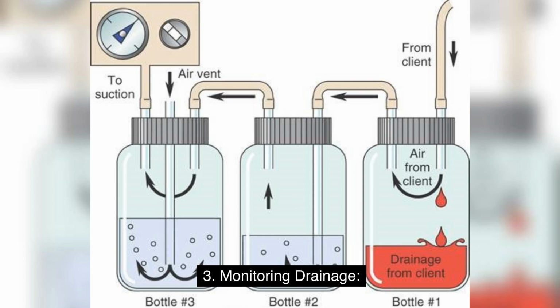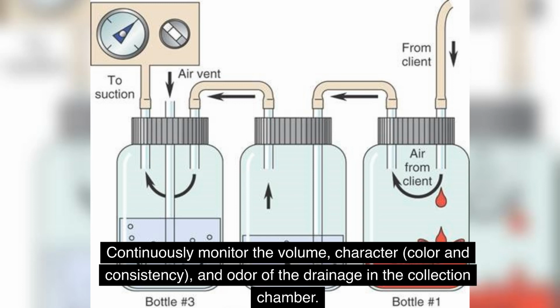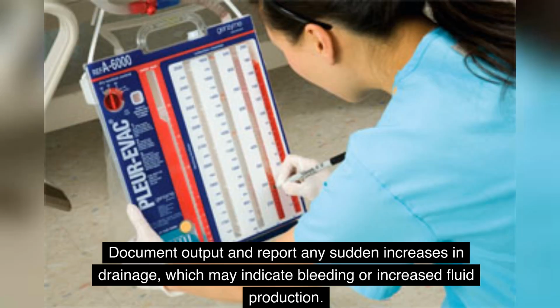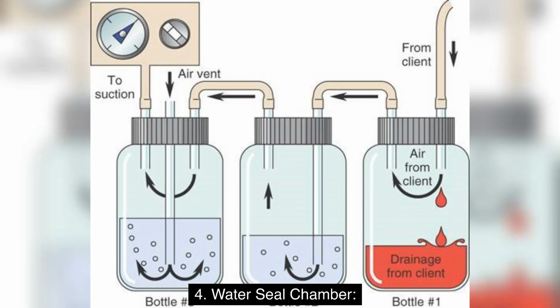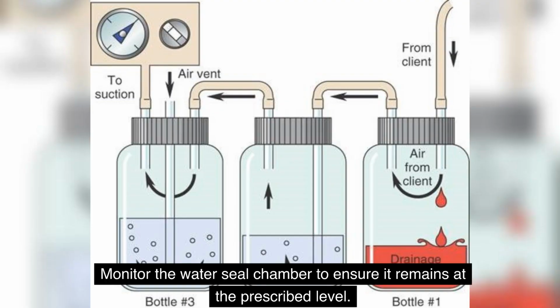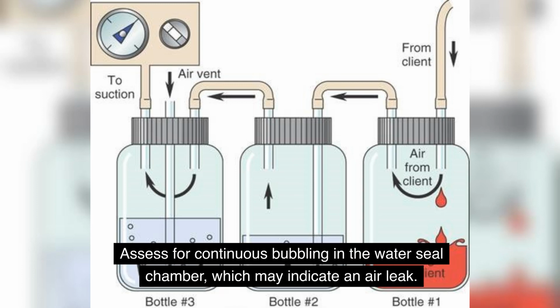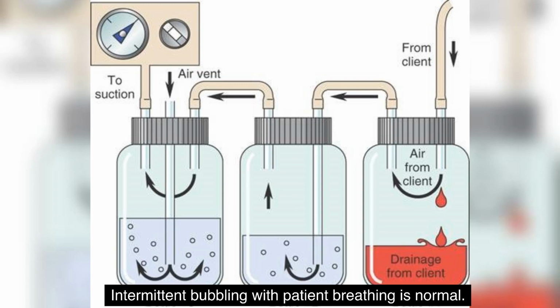3. Monitoring drainage. Continuously monitor the volume, character, color and consistency, and odor of the drainage in the collection chamber. Document output and report any sudden increases in drainage, which may indicate bleeding or increased fluid production. 4. Water seal chamber. Monitor the water seal chamber to ensure it remains at the prescribed level. Assess for continuous bubbling in the water seal chamber, which may indicate an air leak. Intermittent bubbling with patient breathing is normal.